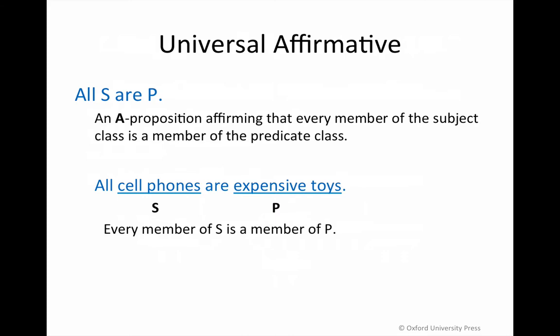So let's take a look at each one now in turn. Universal affirmative, all S are P. That's an A proposition or an A claim. It affirms that every member of the S class is a member of the P class. Another way we're going to think about this is in terms of distribution, which is to say the S class is distributed into the P class.